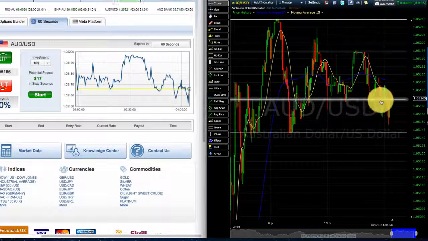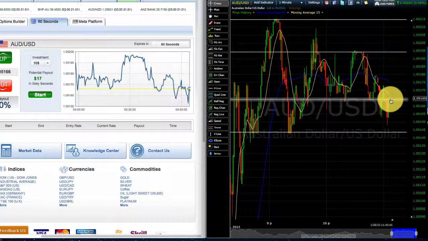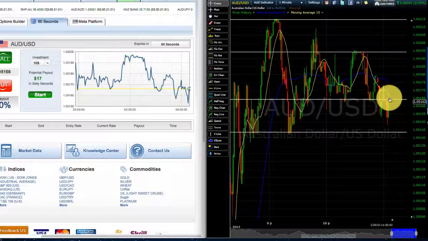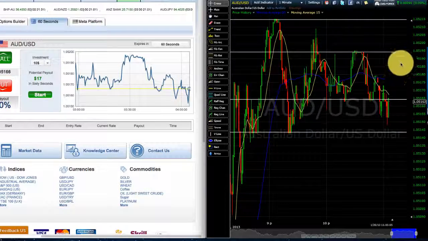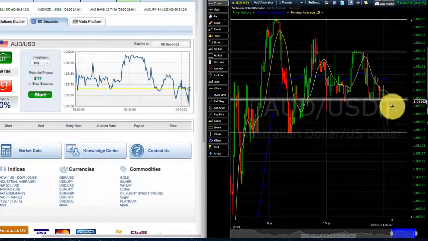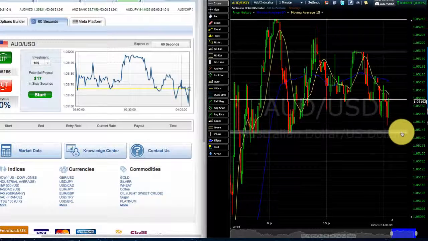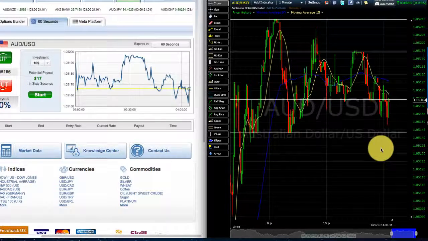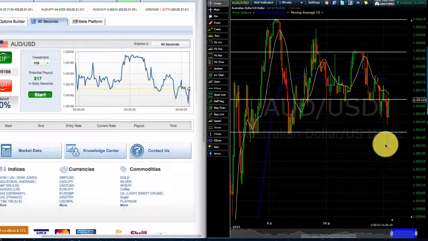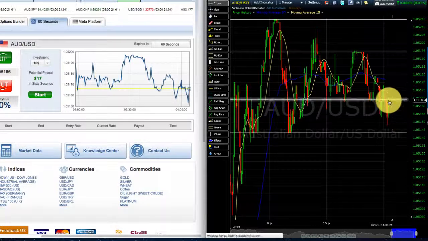So we'll just keep monitoring this, and once we see it really go in an upwards direction, then we'll trade that. Or if we really see it go in a downwards direction, we'll trade that. So a bit of patience is required here.